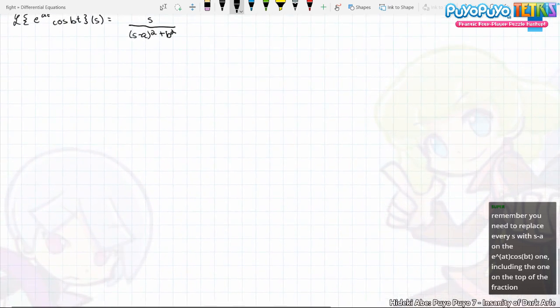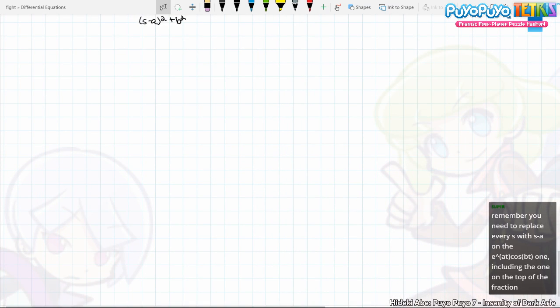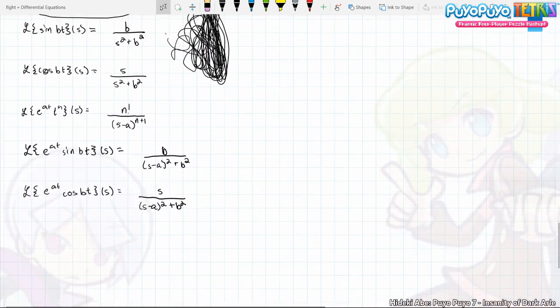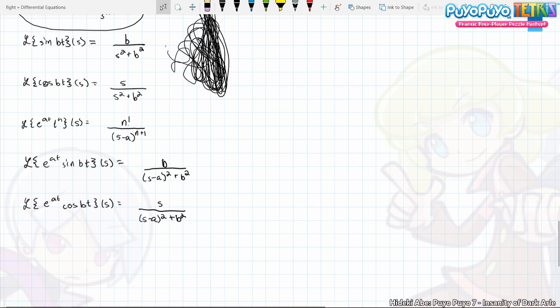Alright, okay, let's do some problems. Wait, including the one on the top of the fraction. Aw, goddamn.